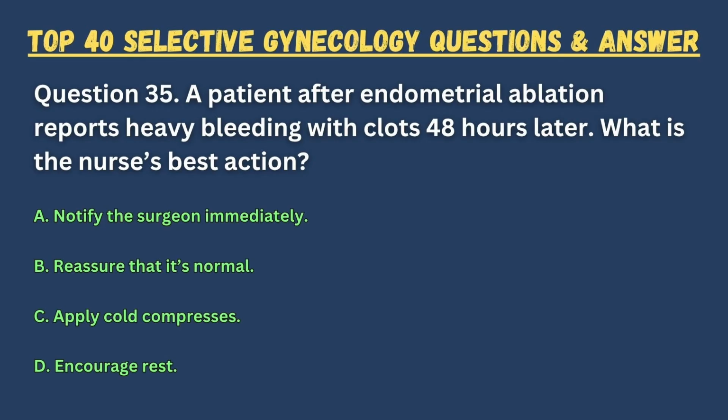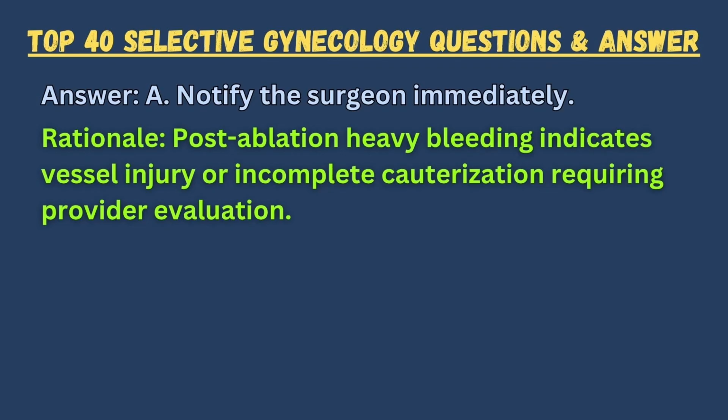Question 35. A patient after endometrial ablation reports heavy bleeding with clots 48 hours later. What is the nurse's best action? A. Notify the surgeon immediately. B. Reassure that it's normal. C. Apply cold compresses. D. Encourage rest. Answer: A. Notify the surgeon immediately. Rationale: Post-ablation heavy bleeding indicates vessel injury or incomplete cauterization requiring provider evaluation.